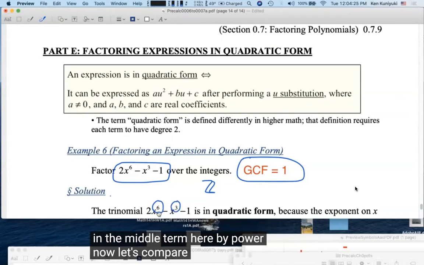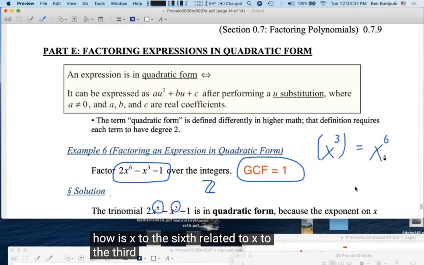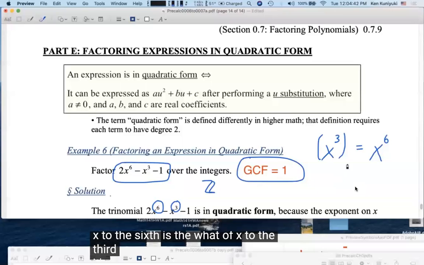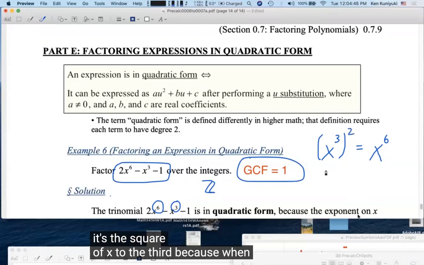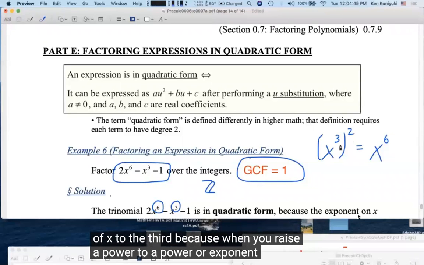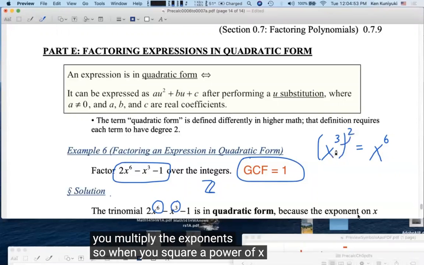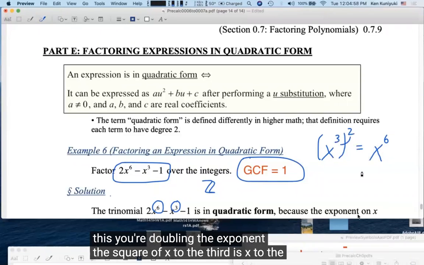Now, let's compare these two powers of x. How is x to the 6th related to x to the 3rd? X to the 6th is the square of x to the 3rd, because when you raise a power to a power, you multiply the exponents. So when you square a power of x like this, you're doubling the exponent. The square of x to the 3rd is x to the 6th.